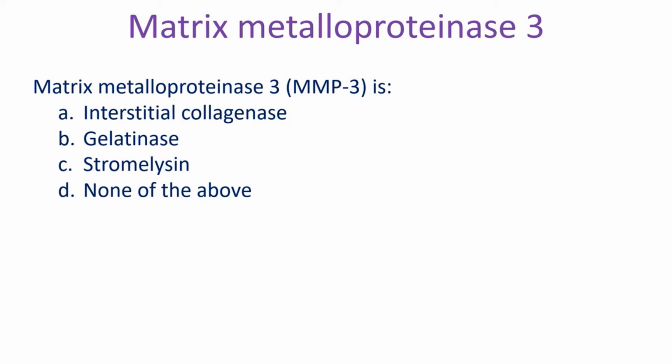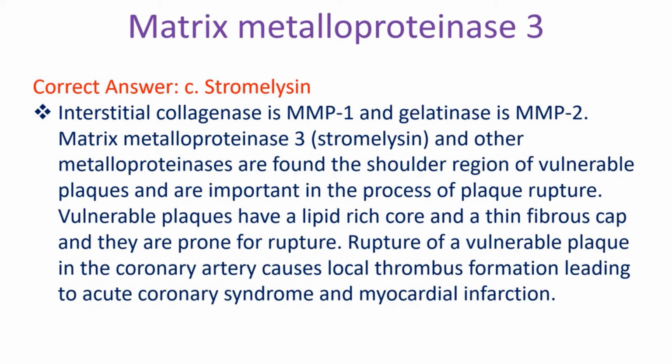None of the above. Correct answer C. Stromelysin. Interstitial collagenase is MMP1 and gelatinase is MMP2. Matrix metalloproteinase 3 and other metalloproteinases are found in the shoulder region of vulnerable plaques and are important in the process of plaque rupture. Vulnerable plaques have a lipid-rich core and a thin fibrous cap, and they are prone to rupture.